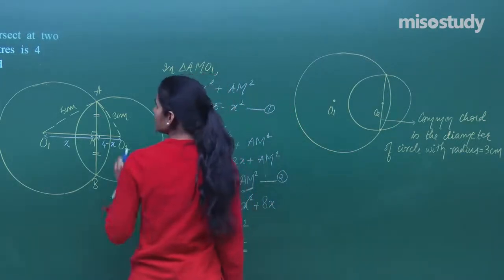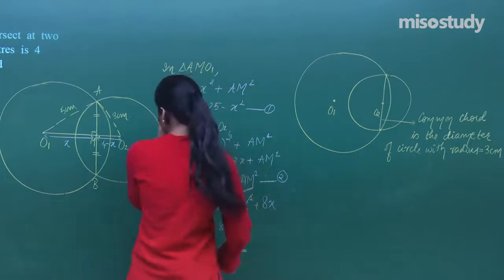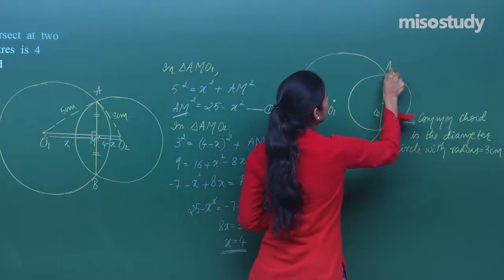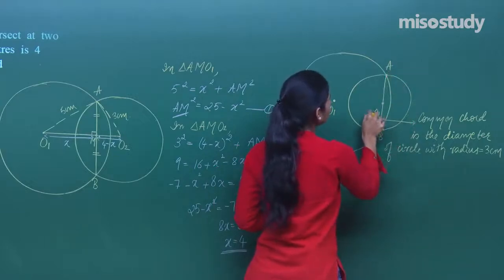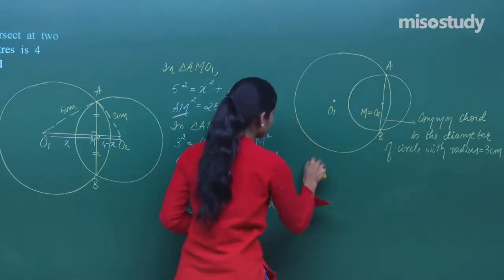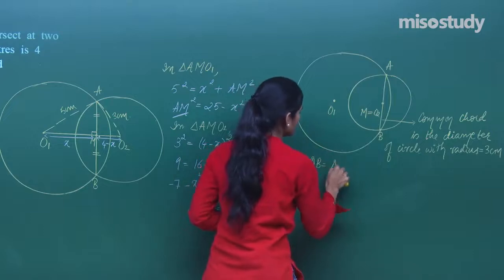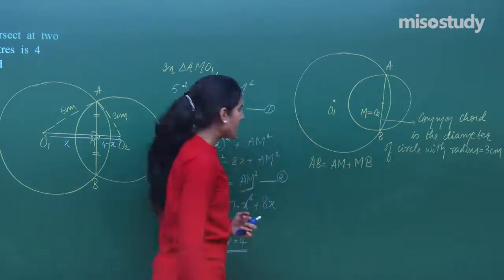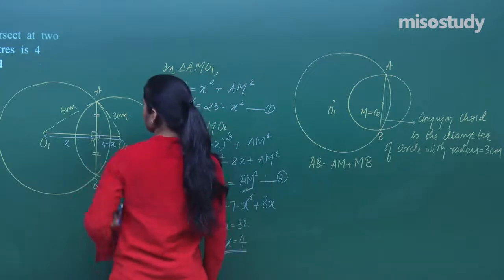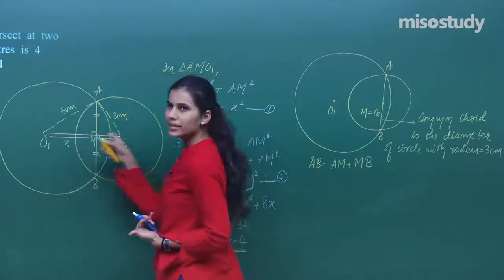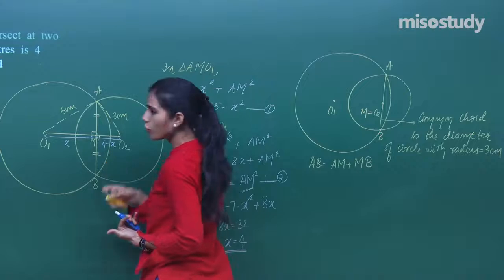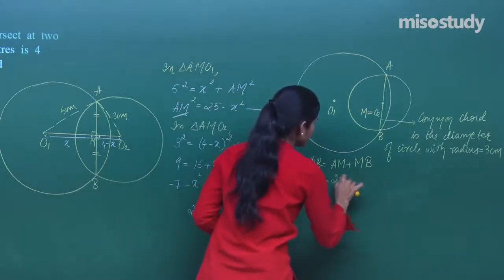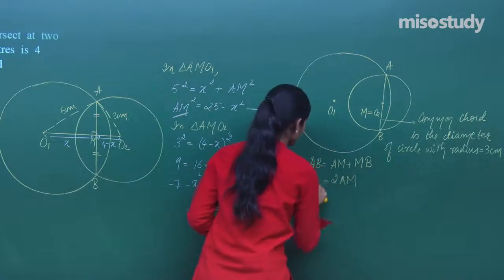And then the question says find the length of the common chord. I have to find the length of the AB chord. This is A, this is B. O2 is same as M. So AB is AM plus MB, but MB is same as AM because O1O2 was the perpendicular bisector of the chord, so it is bisecting the chord into 2 halves. AM is same as MB, so this is AM plus AM, that is twice of AM.